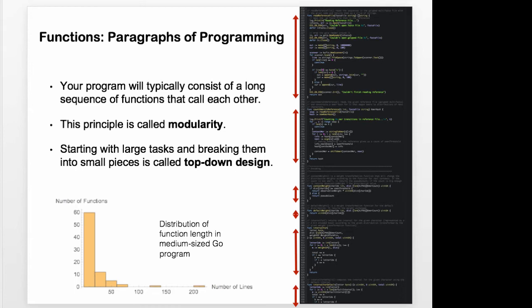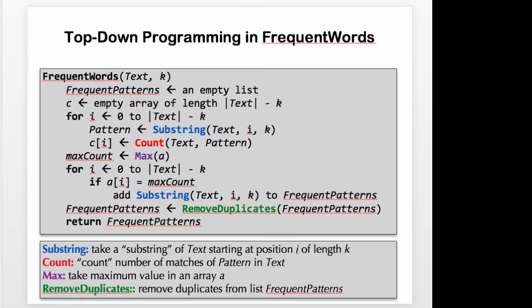And it's something that I've mentioned, and it's something that we've seen already when we devised pseudocode for the frequent words problem. Okay, we came up with a very high-level algorithm, and we assumed that we had a substring, a count, a max, and a remove duplicates subroutine that had been written for us. And then we assume, well, we can write those as we go down from the highest level of abstraction down the chain to get to simpler tasks.